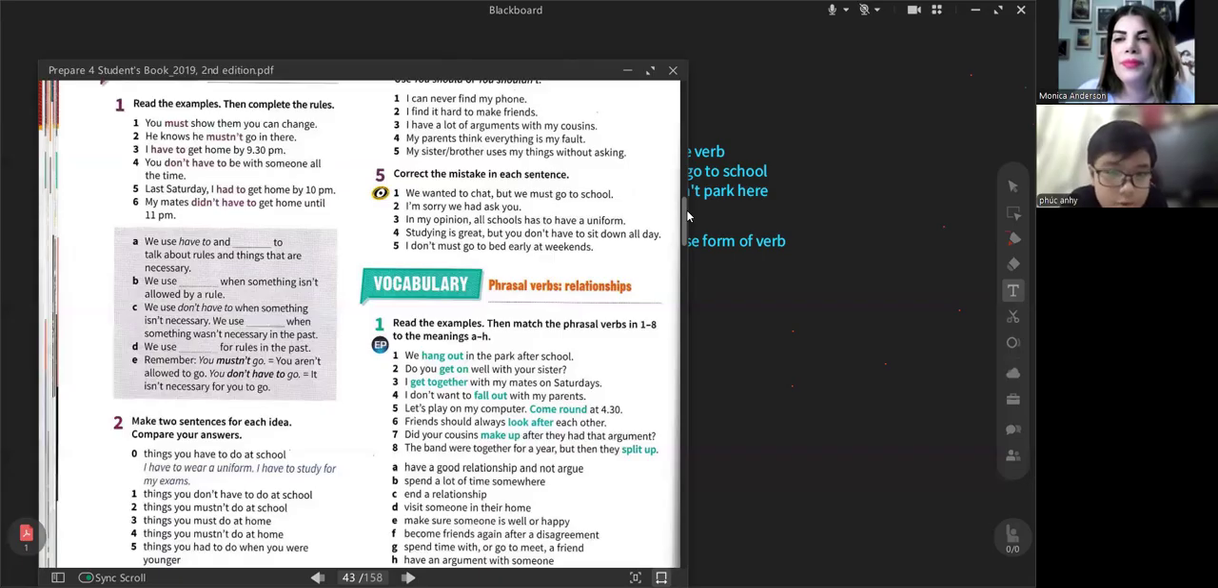B: we use something when something isn't allowed by a rule. We use don't have to when something isn't necessary. So have to or no, we use something when it isn't allowed. I just explained this is not allowed. For example, you are not allowed to park here.